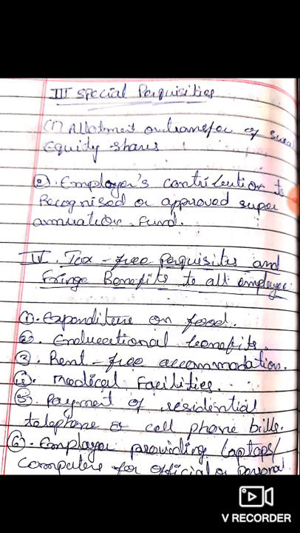And tax-free perquisites and fringe benefits to all employees. Expenditure on food is fully exempted. Educational benefits and rent-free accommodation, medical facilities, payment of residential telephone or cell phone bills, if it is for official purpose, then it is exempted. Employer providing laptop, computer for official purpose or personal purpose are exempted from tax.